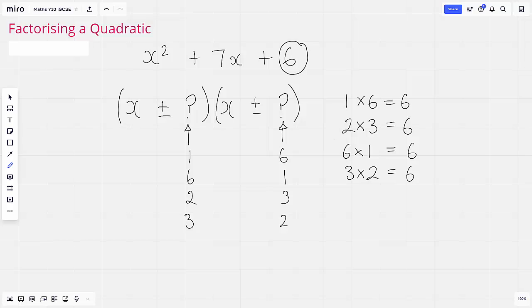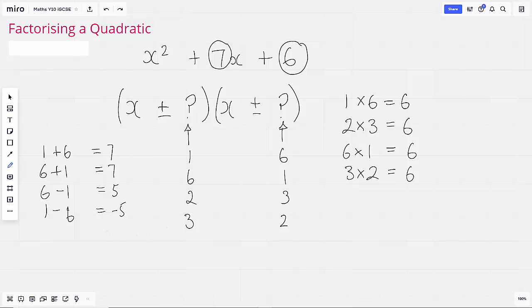To decide which it is, I need to look at the second number here, the one in front of the x. So I need to generate the number 7 using the numbers 1 and 6, or 2 and 3. I'm going to look at those pairs to see how I can do that. I could, for example, have 1 plus 6 would give me a 7, or 6 plus 1 would give me a 7. Or I could have 6 take away 1, giving me a 5, or 1 take away 6 to give me a minus 5. That's pretty well all I can do with 1 and 6.